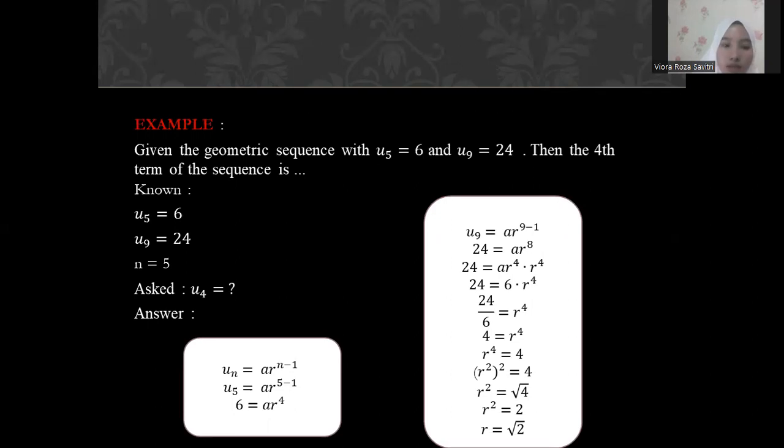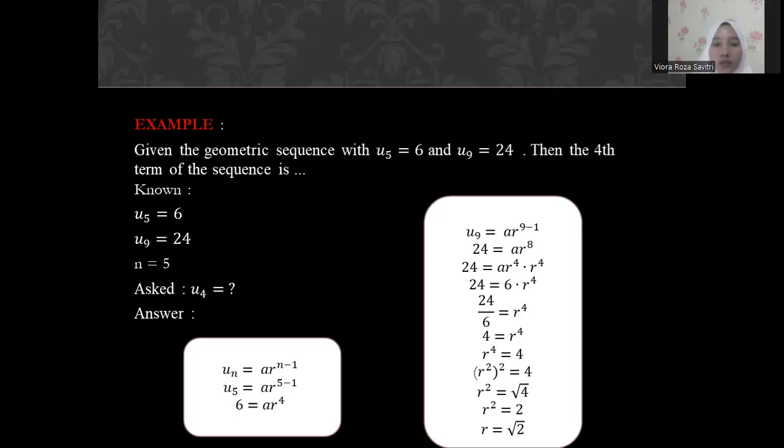There is a formula Un is equal to ar to the power of n minus 1. Then U5 is equal to ar to the power of 5 minus 1, so 6 is equal to ar to the power of 4. U9 is equal to ar to the power of 9 minus 1, then 24 is equal to ar to the power of 8. 24 is equal to ar to the power of 4 times r to the power of 4, and then 24 is equal to 6 times r to the power of 4.